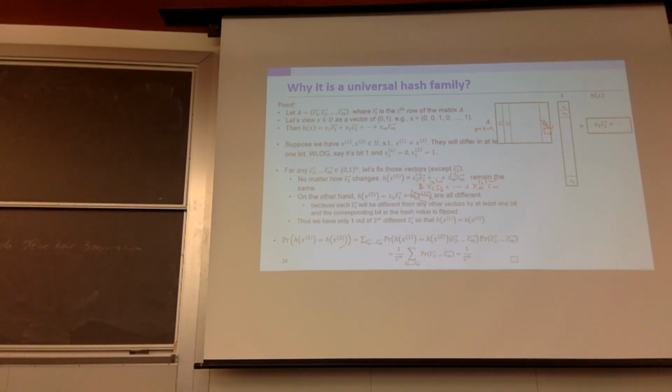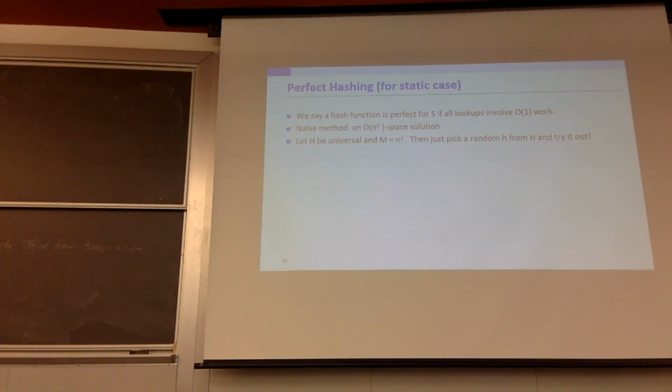So any questions about that part? Okay, I'll just move on. So given that, if you have a universe, you can construct a universal hash family for that. Another thing to think about is whether we can do the hash function perfectly. That's basically you want every lookup to only involve a constant number of lookups. You want to guarantee that every lookup has a constant number of lookups.